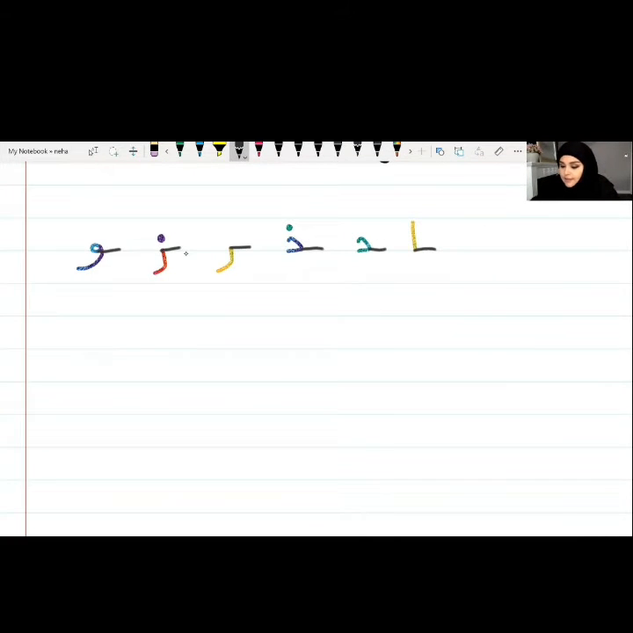Let's do an example now. If I want to connect alif and dal, can I connect them? No, we cannot connect it. Why? Because even if dal is able to connect before, alif is fussy. Alif is naughty, so I'm not going to connect with you. So therefore, alif and dal cannot be connected, but we put them close together. They can still happen together in a word.